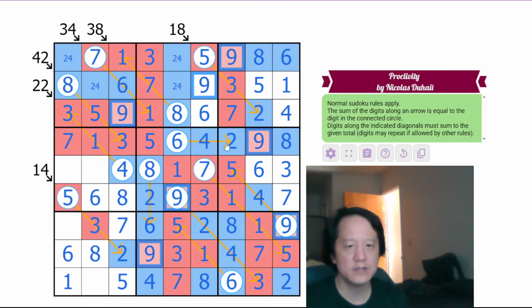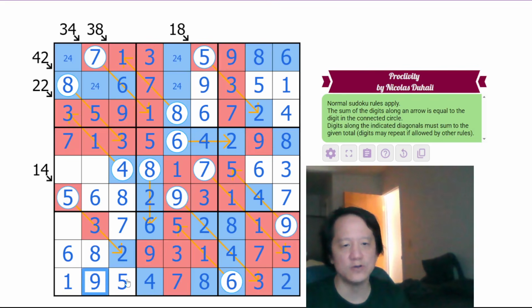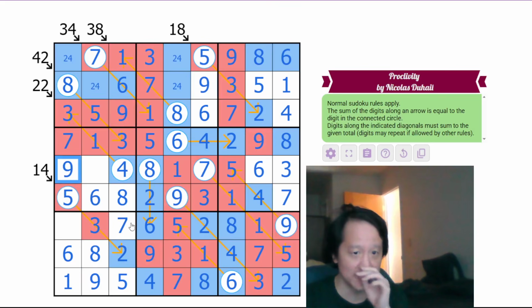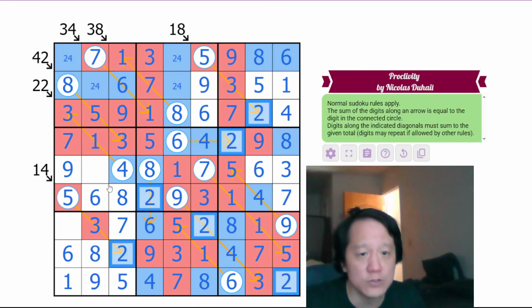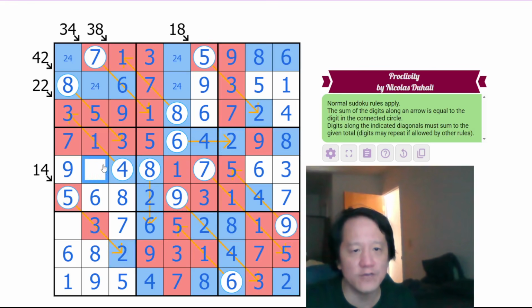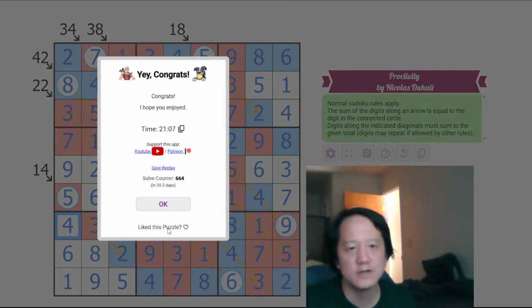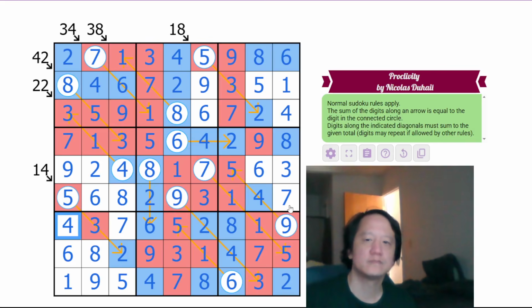9. In row 9, 9 has to be here. That's the only remaining place. We have 8 9s now. We know where the last 9 is. It's there. So now 2 in row 5 has to be there, which makes this 4, which makes that 2, which makes that 4, which makes that 2. And we are left with the 4 left. And that's the solution.